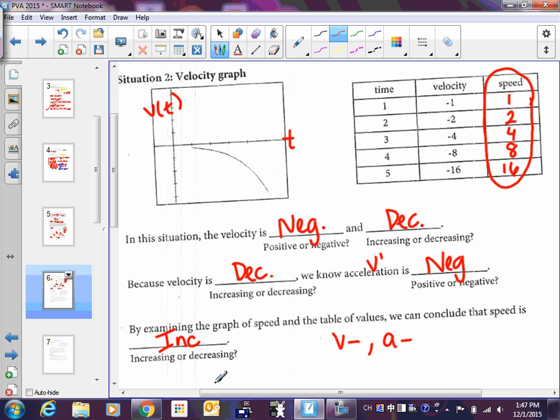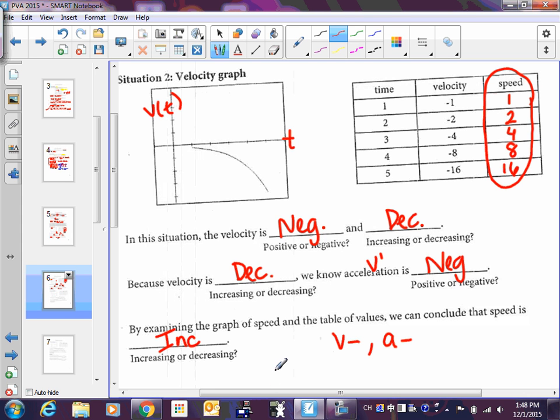This is not intuitive to most people. If you look at this and you see all these negatives and decreasing, you might think slowing down. This thing is speeding up. It's just speeding up in the opposite direction. Okay? Is this a rule, like the sign of the velocity and the acceleration, if you multiply negative, you get positive, and then on here it's positive, negative, positive?